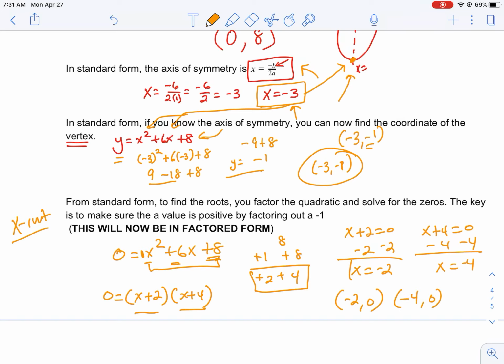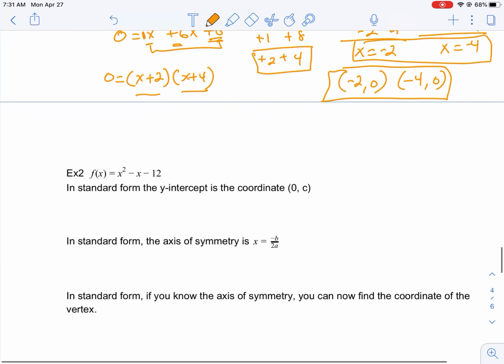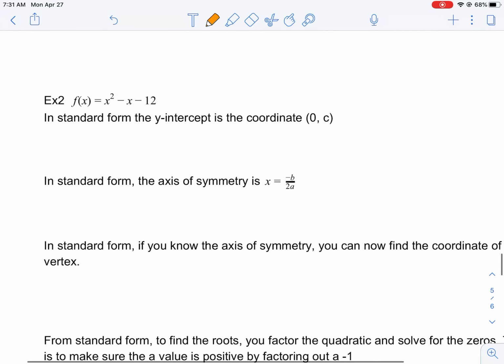So you may have to give it that way or this way, or if it's multiple choice, know that they could be given in two different ways. So now we're going to use the same things over and over again. We're going to do all three. So our second example is, let's get our A equals 1, B equals -1, and C equals -12.